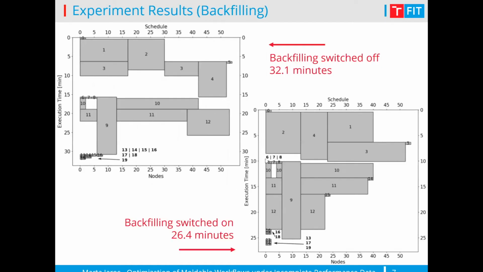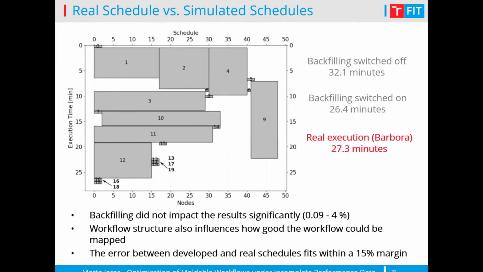I'm not sure if you can see it, but here you can see that the black line is very thin. So, for example, task number 11 is executed immediately after 10, but in a real execution, you can see that there is some waiting time. So it is caused by this, but the difference is very low.